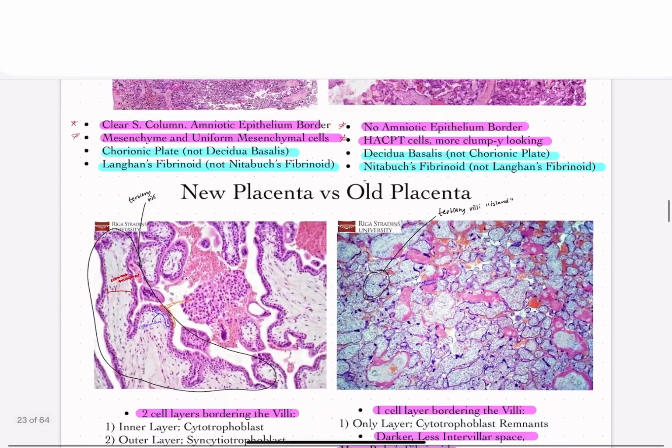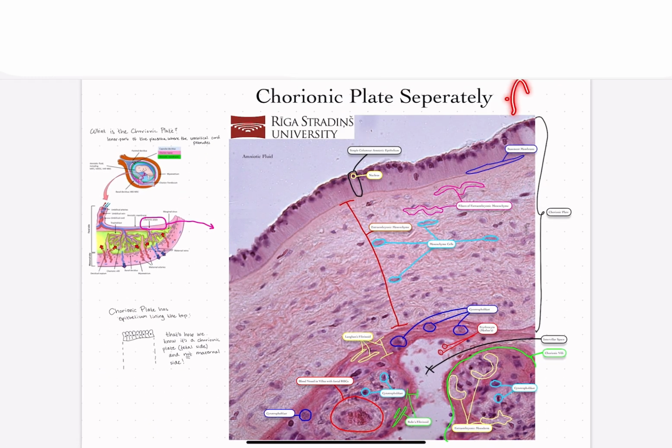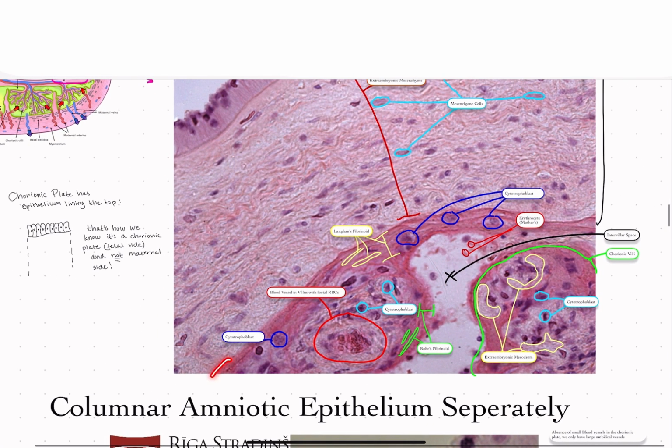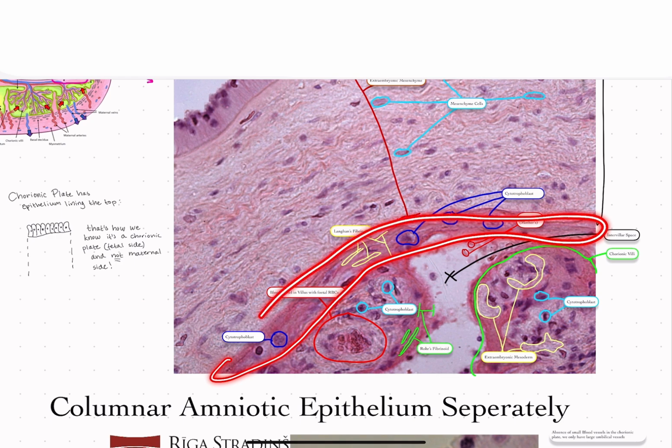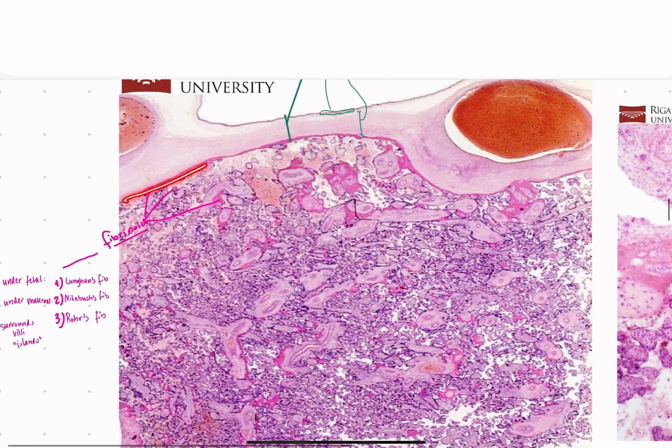If we want to see it zoomed in, it looks something like this. This is the fetal part of the placenta with the chorionic plate, and we have the extraembryonic mesenchyme here. We have that border known as the simple columnar amniotic epithelium. And underneath, the dark pink area, all of that is known as the Langhans fibrinoid. You will also see it here, right?